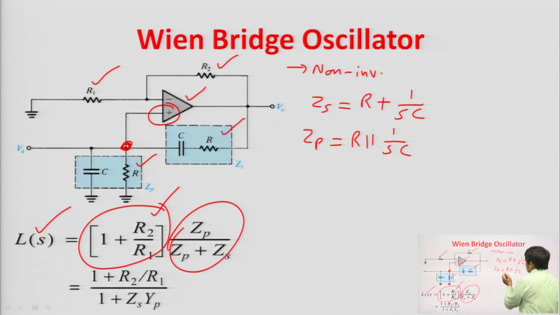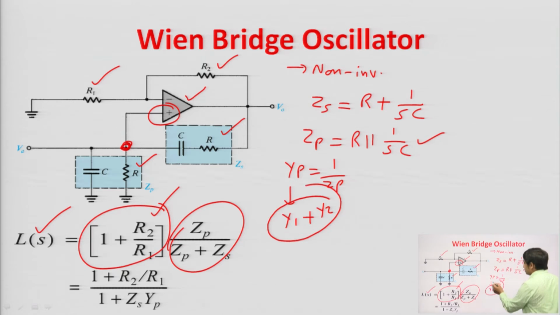Now, either you can use this expression R parallel to 1 by sC for Zp, or it is better to use Yp. Yp is 1 by Zp. Whenever the capacitor is in parallel, it is better to use admittance in comparison with impedance. When we use admittance, the calculation will be simpler. So, Yp is just the combination of Y1 plus Y2 here, because if the two branches R and C are in parallel, admittances are added.